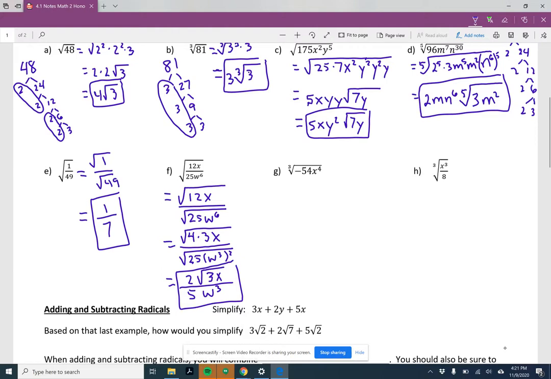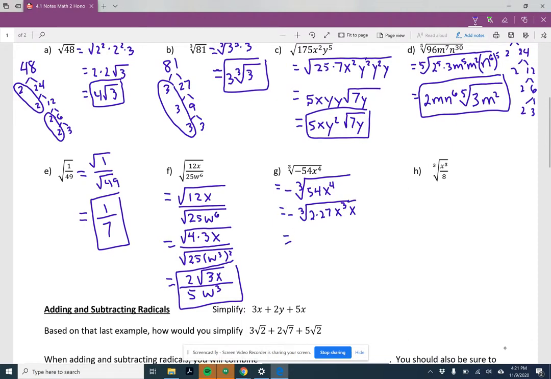Okay, part G. Again, once before we talked about the fact that when you have a cube root of a negative, you can pull the negative out. We're going to take that 54, and we're going to notice that it is 2 times 27. I'm going to take that x to the 4th and write it as x to the 3rd times x.